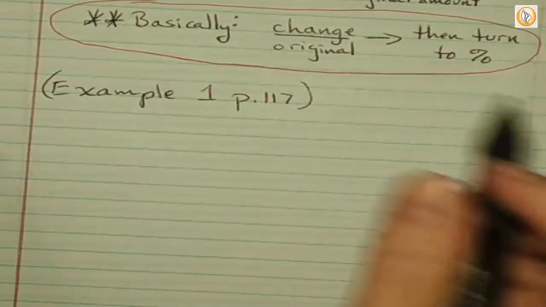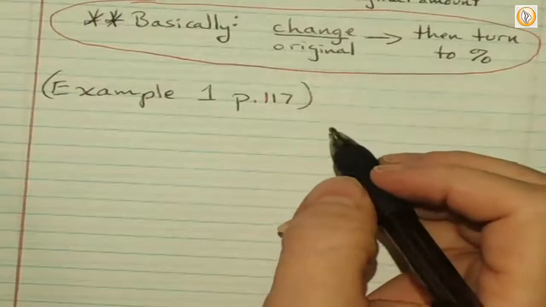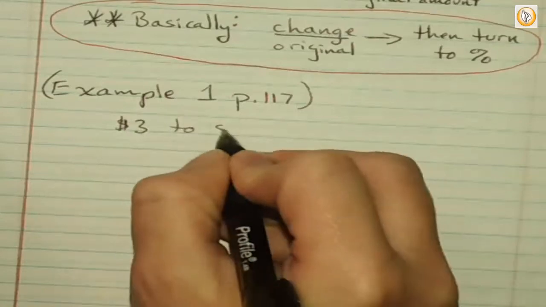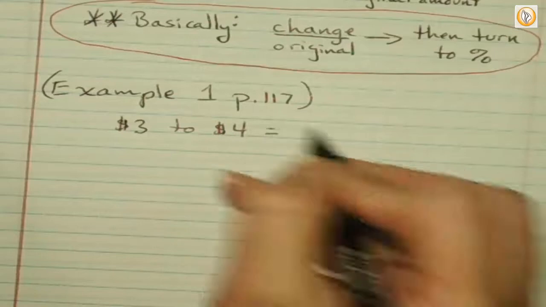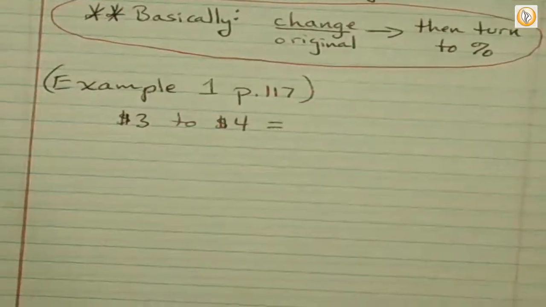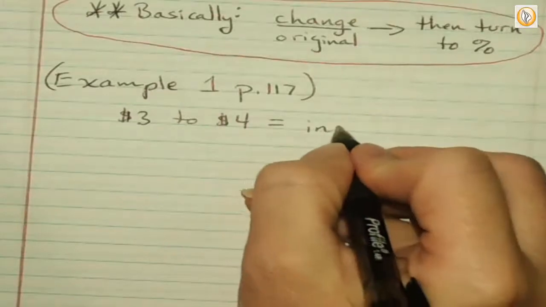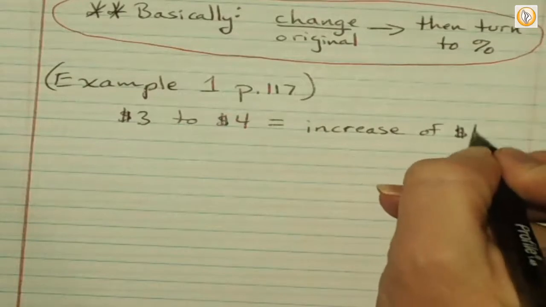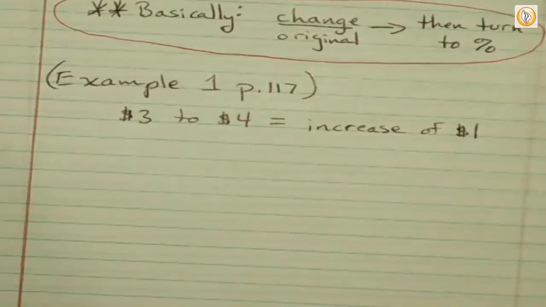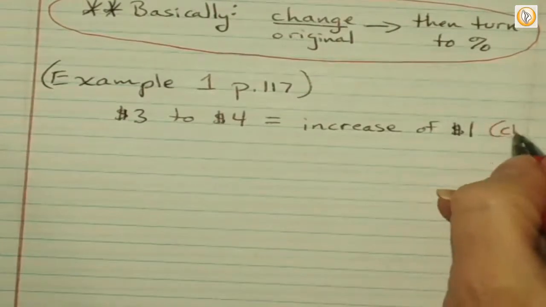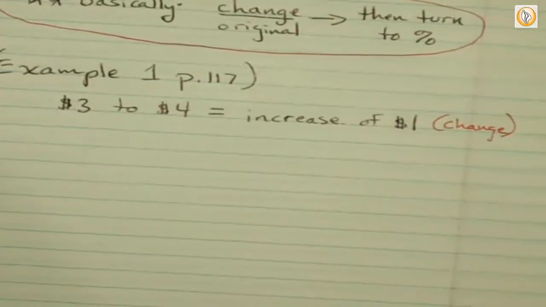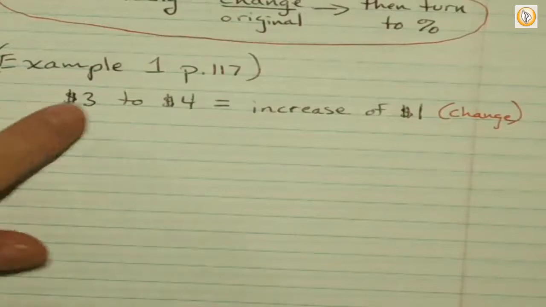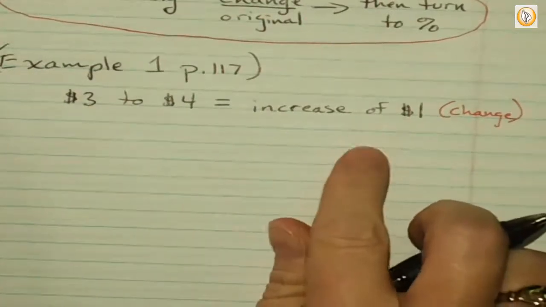Now, remember your formulas. Change over original. All right, he went from $3 to $4. Did he increase or decrease here? Increase. That's right. How much did he increase it by? $1. So it's an increase of $1. You know what that is? 100 cents. No. 100%. It's your change. When they say change, they're not talking about coins. They're like, what was the change there? It went from 3 to 4. The change is $1.